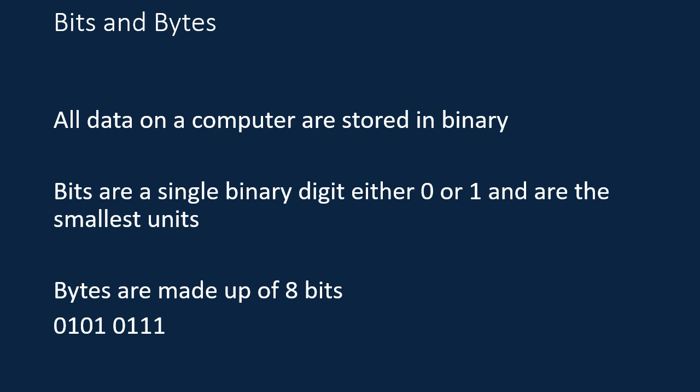Now, you should be aware that all data on a computer are stored in binary, and the smallest unit available to us are bits. These are a single binary digit, and they can be either 0 or 1. The next unit up are bytes, and these are made up of 8 bits.